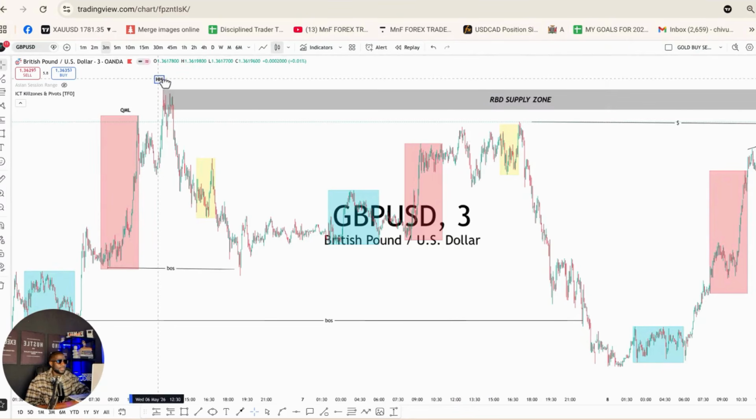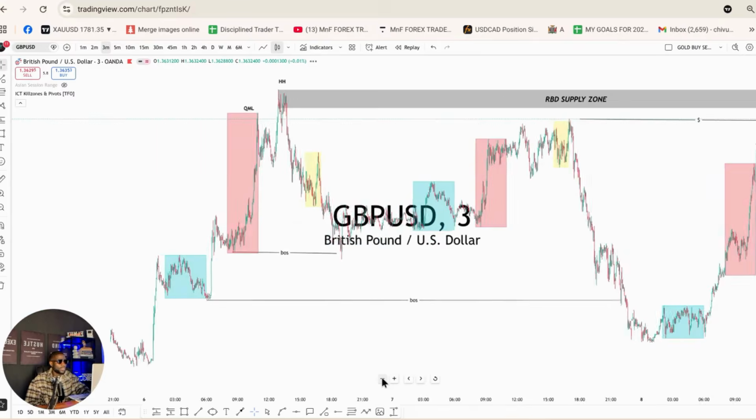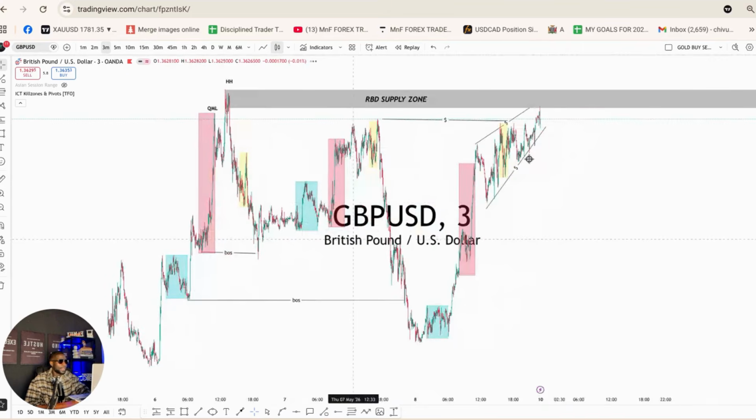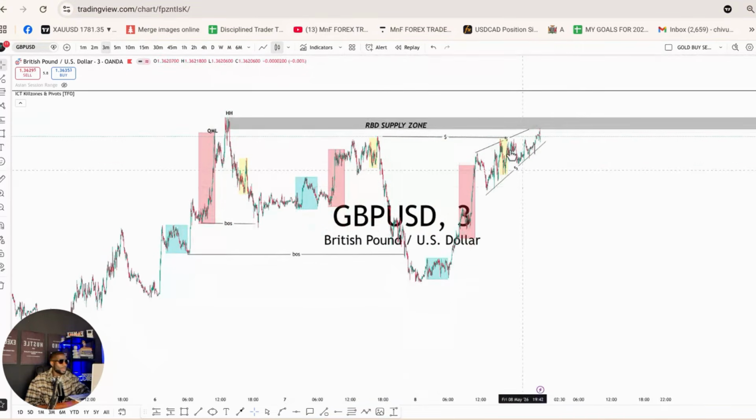This is starting to look very, very clean. What else do we have right here? So we have, like I said, this nice compression. We call this a CPLQ, which is compression plus liquidity. So it's called CPLQ, compression plus liquidity. Guys, what happens after a compression like this?